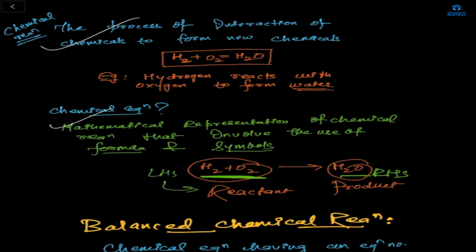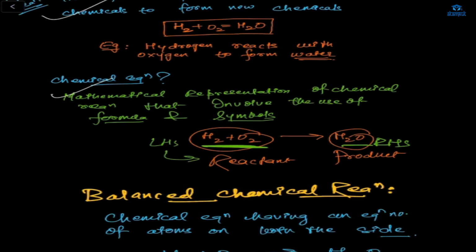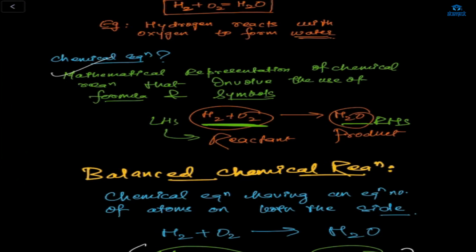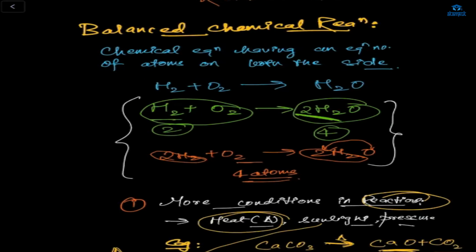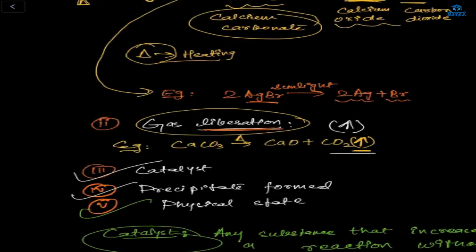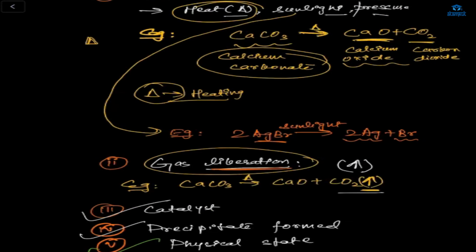We have discussed the chemical reaction, means the process of interaction of two chemicals to form a new chemical. Means H2O2 is forming H2O. This is a reaction. Second one, equation. What is an equation? Means mathematical representation of a chemical reaction involving formulas and symbols. Means H plus O2 gives H2O. Now, balanced chemical reaction, we already know, like balancing H2O2. Next, we have discussed more conditions like heat, this delta, sunlight, and pressure.